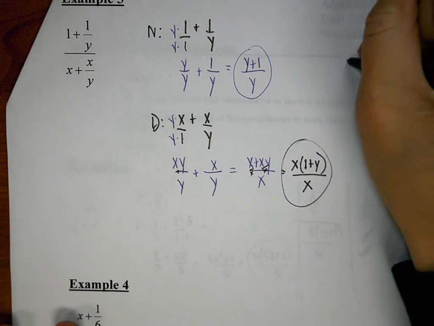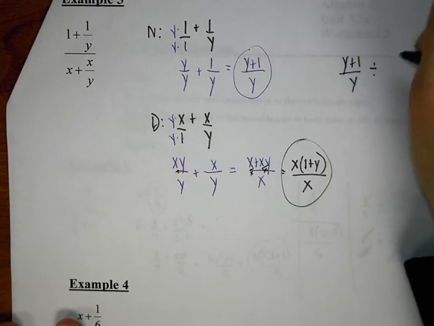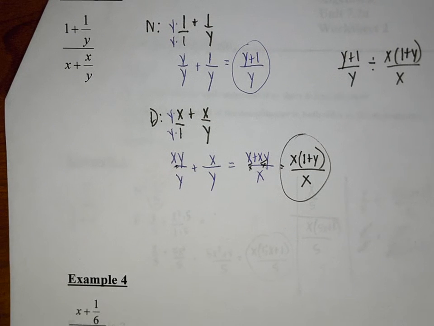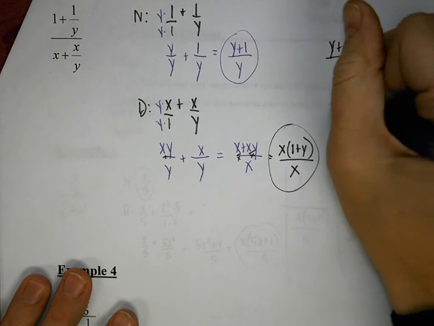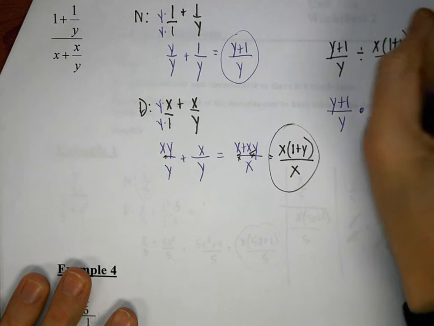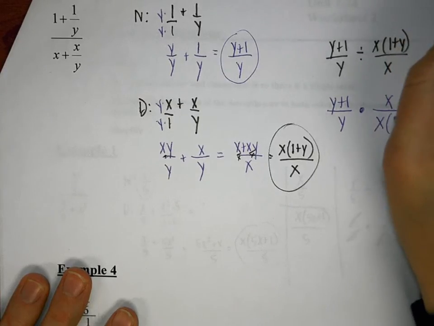So we have our numerator and we have our denominator. So if we write this out, it's really y plus 1 over y divided by x times 1 plus y over x. But we can't divide fractions, and so we have to do our KFC, same change flip. Y plus 1 over y, change division to multiplication, and flip this. So we get x over, and then you have x and then 1 plus y.